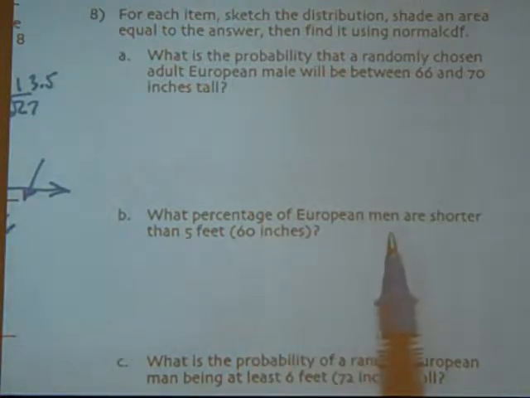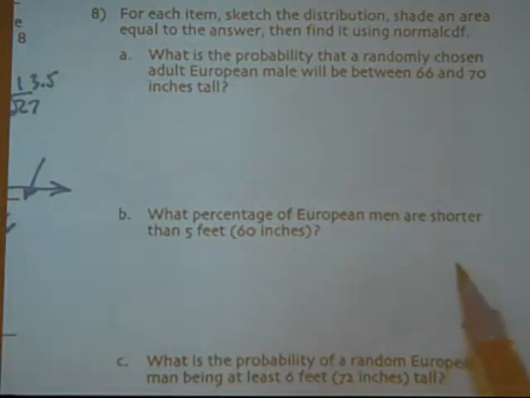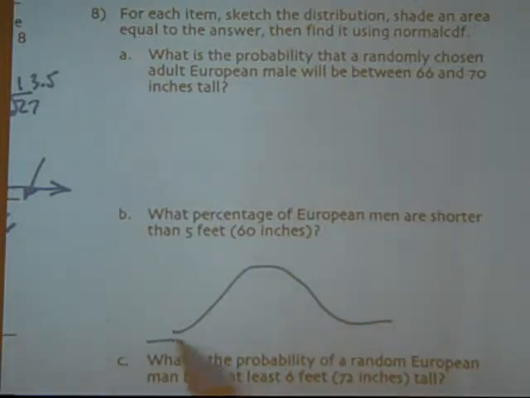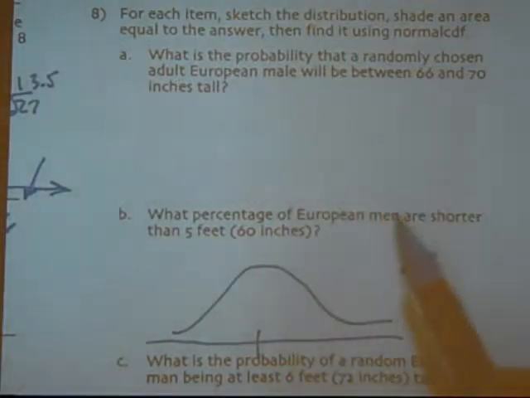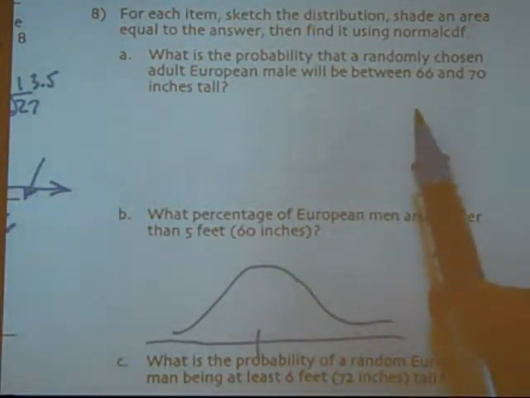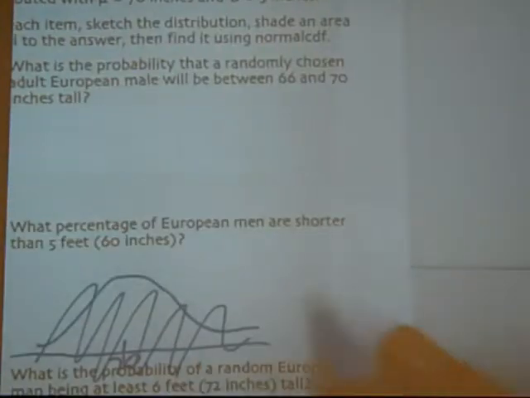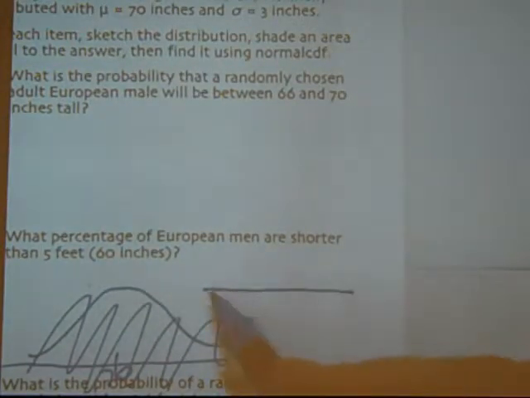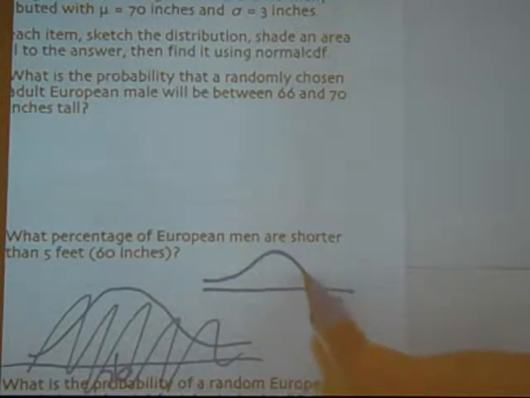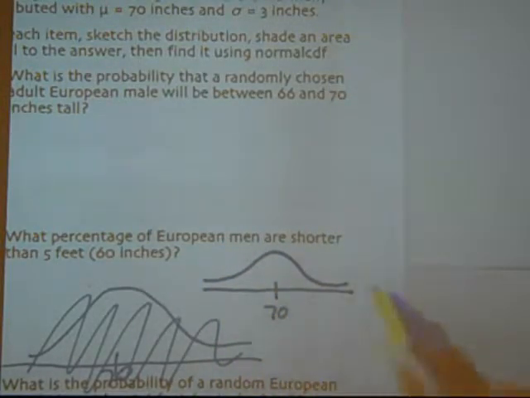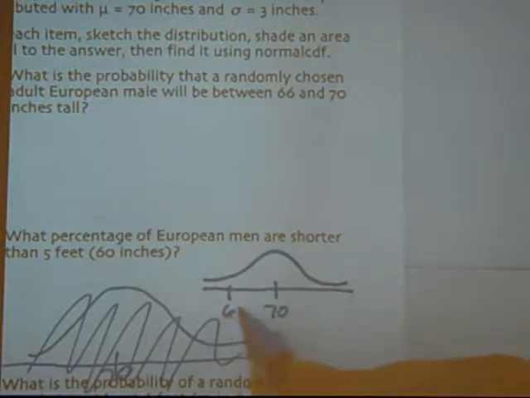You are going to have some questions where you're asked for something that's got infinity in it. What percentage of European men are shorter than 5 feet? So that one's going to look kind of like this, where the mean was at 70, and the standard deviation was 3. Let me draw it really small here and try to do it better. We've got this curve here. The center is 70. 5 feet tall is 60, so that's down here.